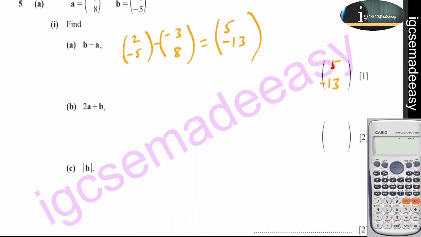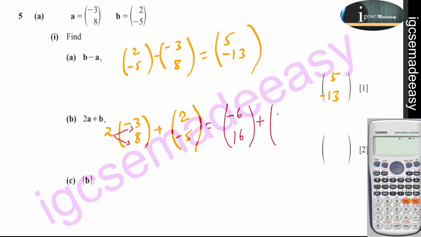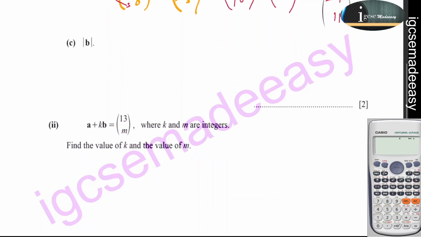So we have to do here 2 into A, what is it? (-3, 8), plus B, what is it? (2, -5). So we can multiply this like this and write it over here. So this becomes 2 times -3 is -6, and 2 times 8 is 16, plus (2, -5). If we add this, -6 plus 2 is -4, and then 16 minus 5 is 11. So this will be the final answer.